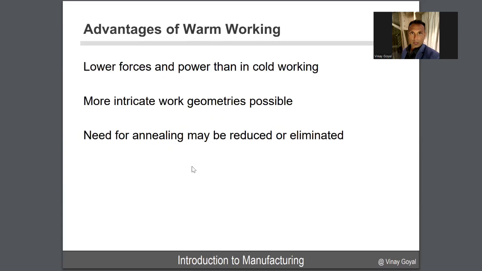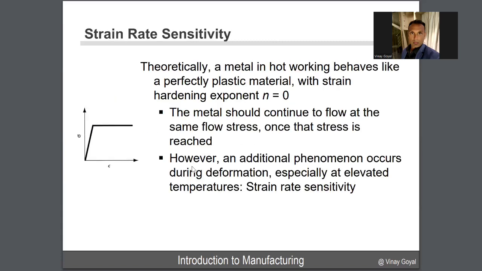Now, when I look at the strain rate sensitivity, theoretically, a metal in hot working behaves like a perfectly plastic material with n equals zero. So these metals should continue to flow at the same flow stress. Once that stress is reached, that stress will stay constant. You're not increasing the stress anymore. However, an additional phenomenon occurs during deformation, especially at elevated temperatures, and that's called the strain rate sensitivity.